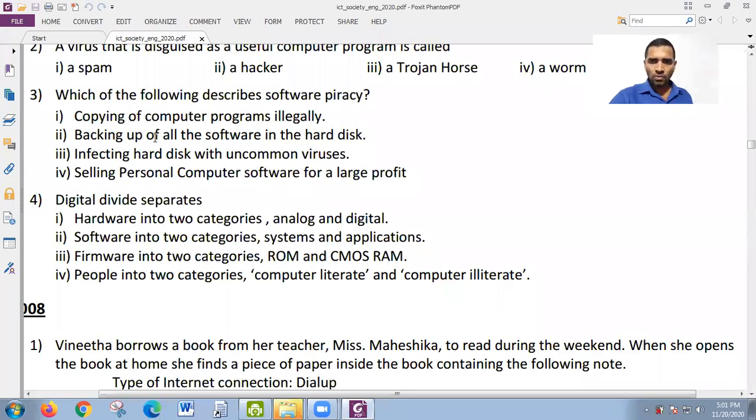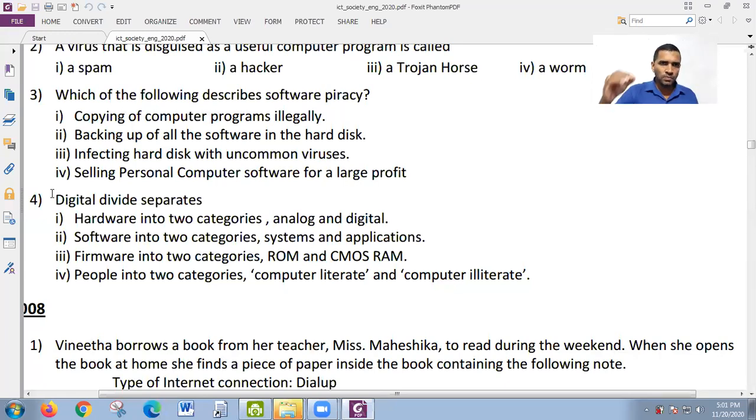Second, backing up of all the software in the hard disk. Third, infecting hard disk with uncommon viruses. Fourth, selling personal computer software for large profit. What is piracy? Copying a licensed software without purchasing, or copying or distributing a licensed, proprietary software without purchasing. That is called software piracy.